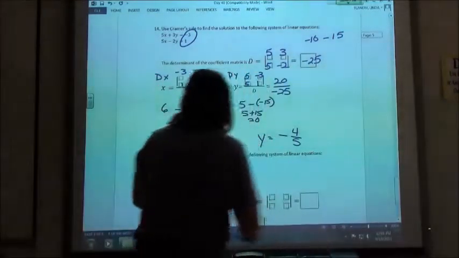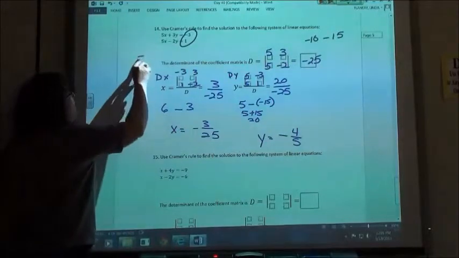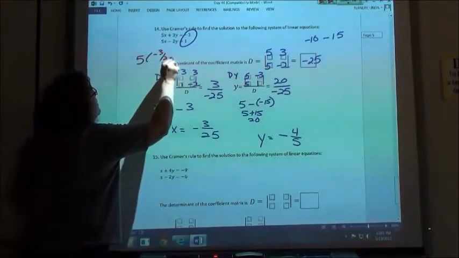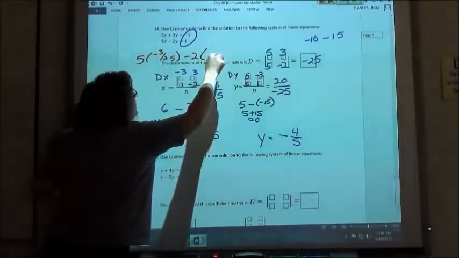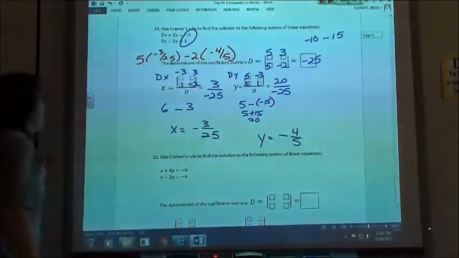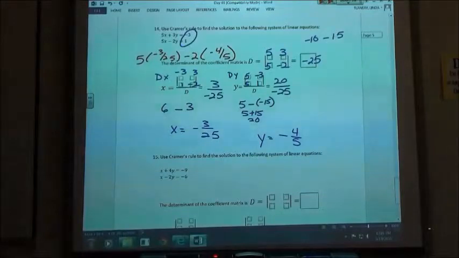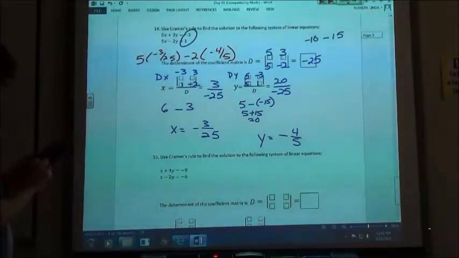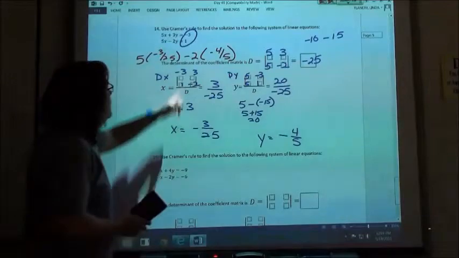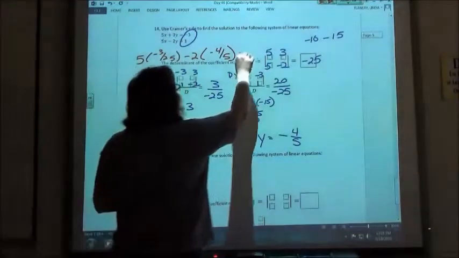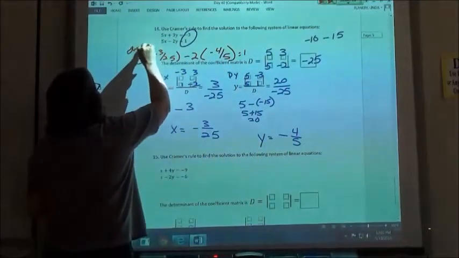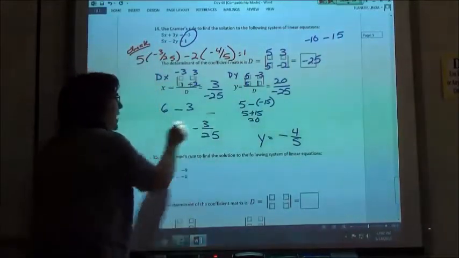Just for fun, I'm going to check that in the second equation. So 5 times negative 3/25 minus 2 times negative 4/5. And I'm going to grab my calculator. So 5 times negative 3/25 minus 2 times negative 4/5. And I get an answer of 1, which is what I'm supposed to get. So it checked out and looks like it should be okay.